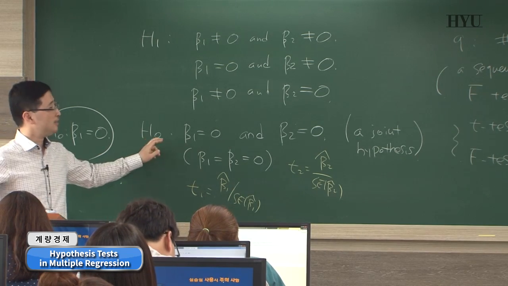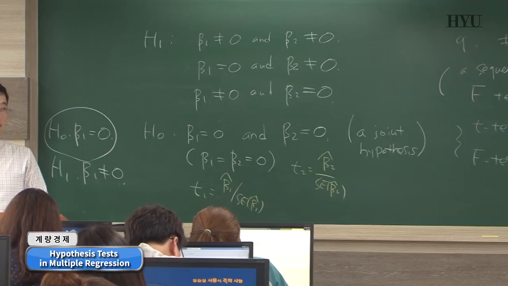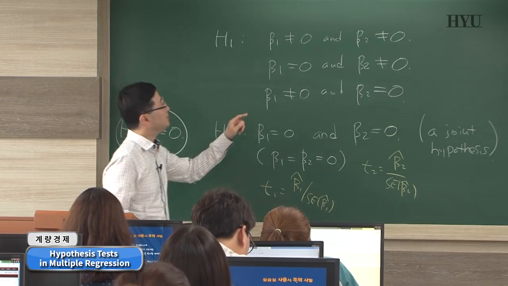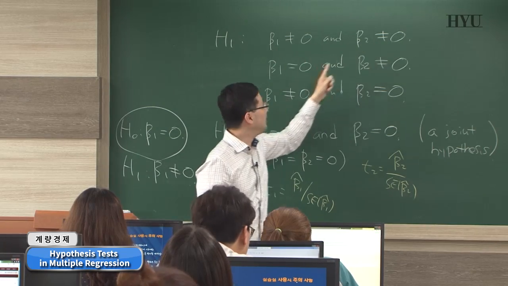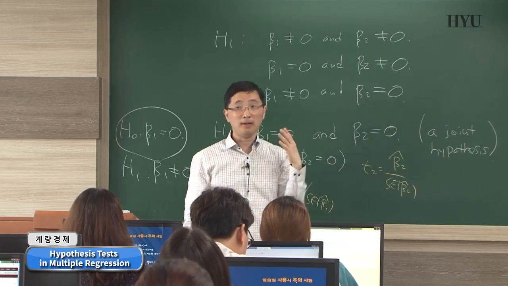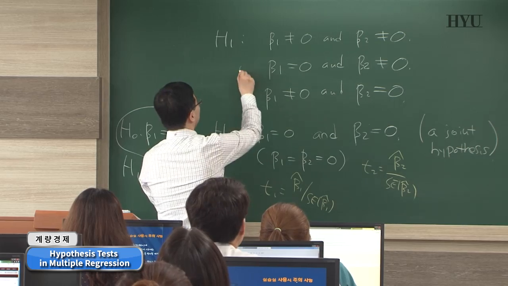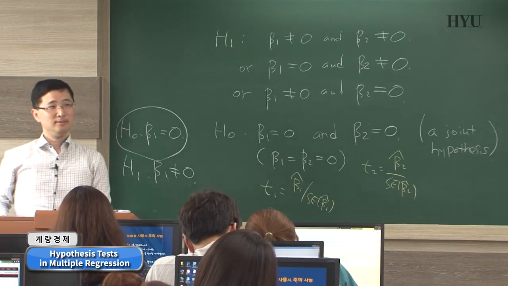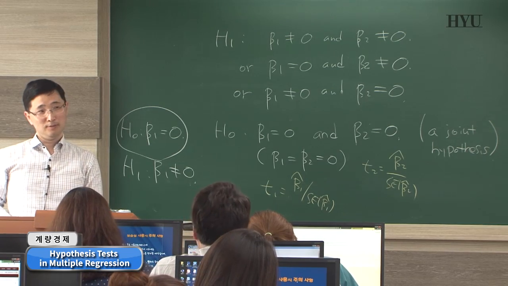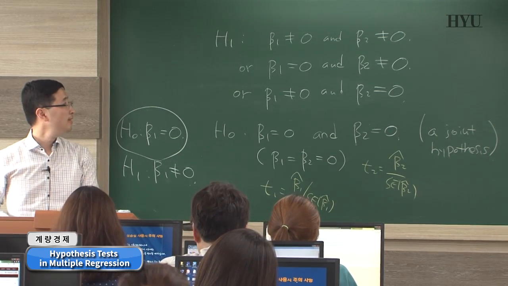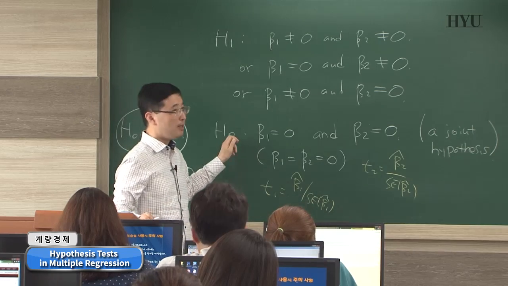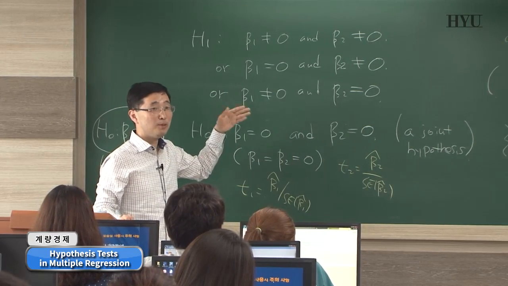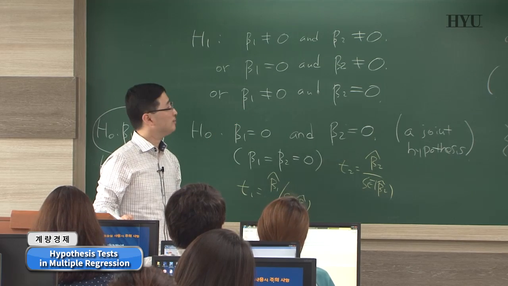If you reject this, and we don't know which is the case, the test does not tell you. By the way, these cannot happen at the same time. So you have to connect them by OR, right? You cannot connect them by AND, because they're mutually exclusive. So if you reject this, it means one of these 3 possibilities is true. But we never know which one is.